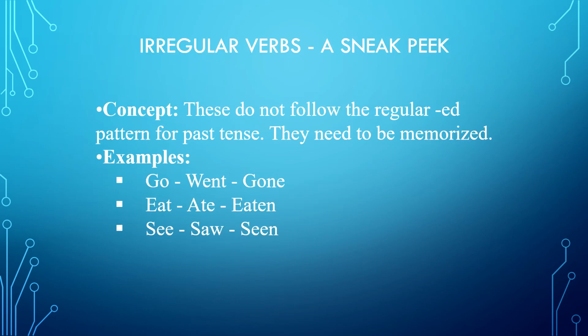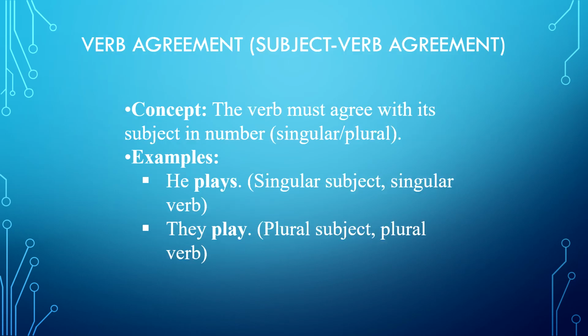Let's talk a bit more about irregular verbs. They are called irregular because they don't follow the normal ed pattern for the past tense. You need to memorize them. For example, go becomes went in the past tense and gone in the past participle. Eat becomes ate and eaten. See becomes saw and seen. There are many irregular verbs, but it's important to learn the most common ones first.